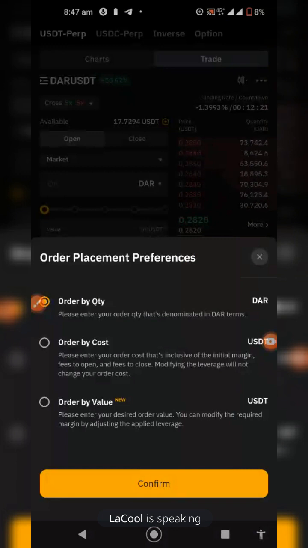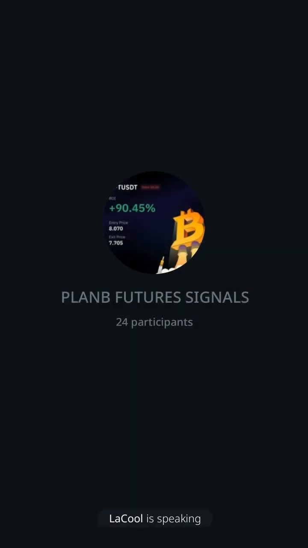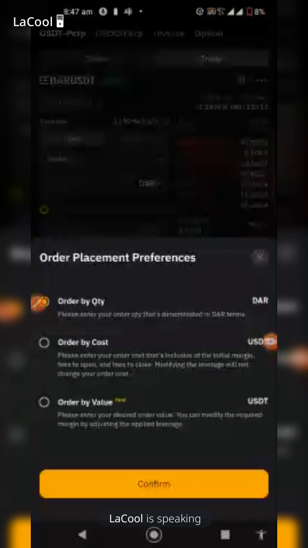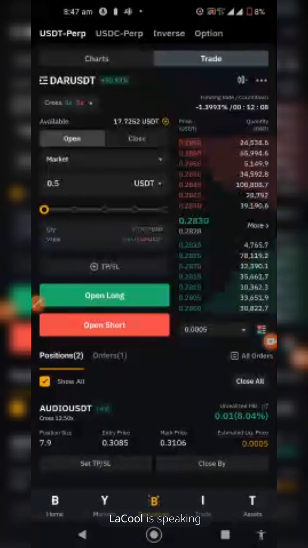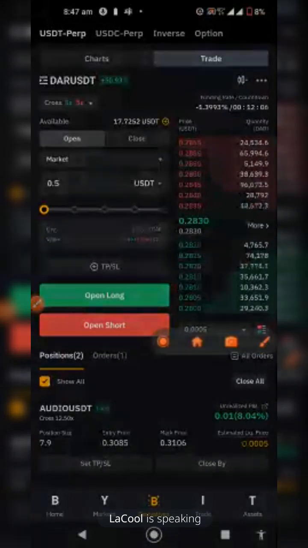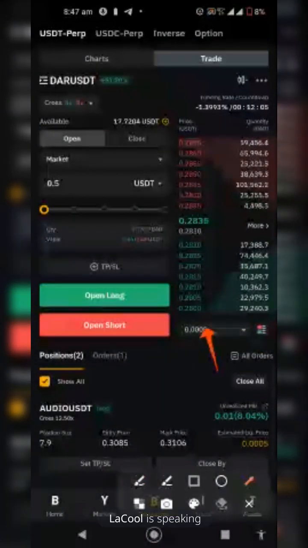The first one is order by quantity. The second one is order by cost. The third one is order by value. This value used to bring confusion. So as a newbie, just go to order by cost. Click on it. Then click on confirm. You see that it has changed to USDT.